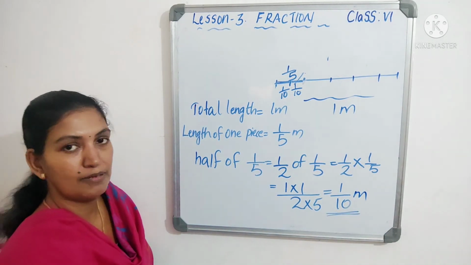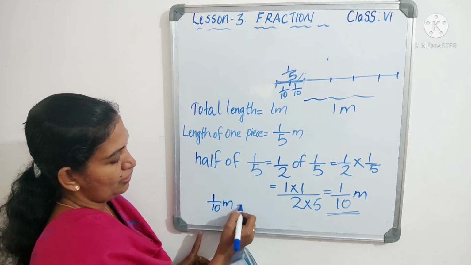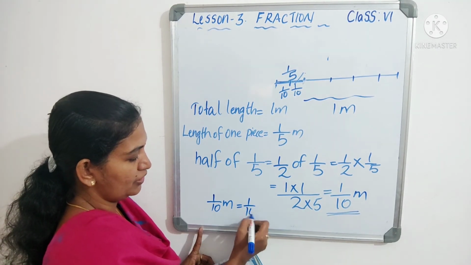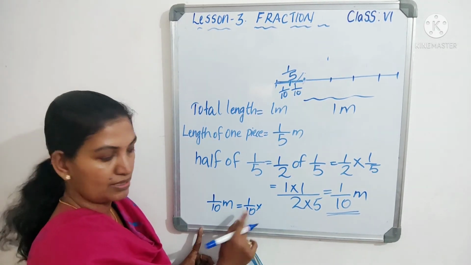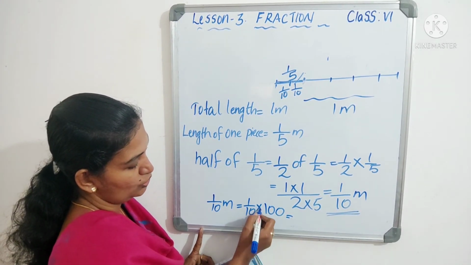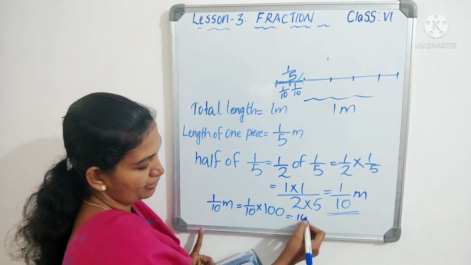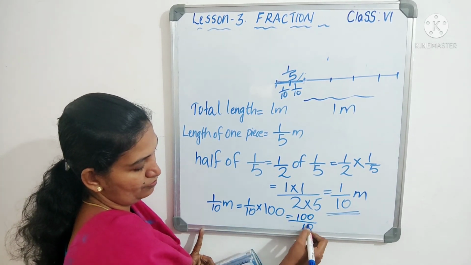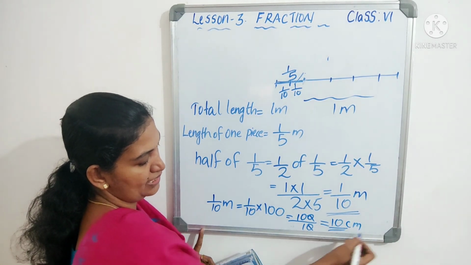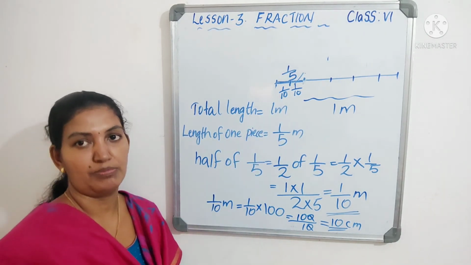Next, we have to find this in centimeter. So 1 by 10 meter, you have to convert it to centimeter. How to convert meter to centimeter? Multiply by 100. So 100 divided by 10, the 0 cancels, then only 10 remains. So this portion is 10 centimeter.